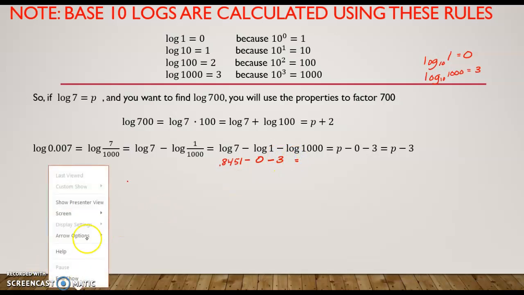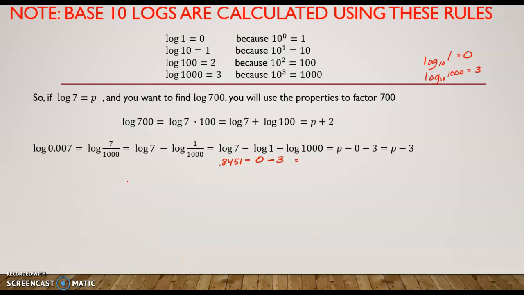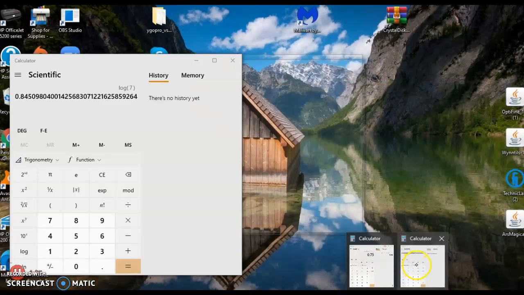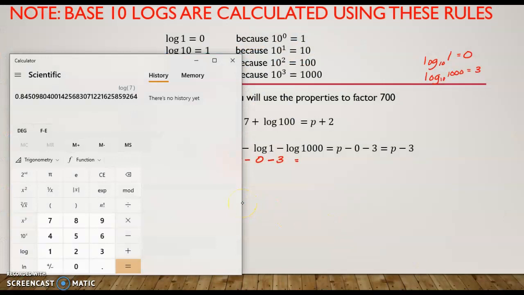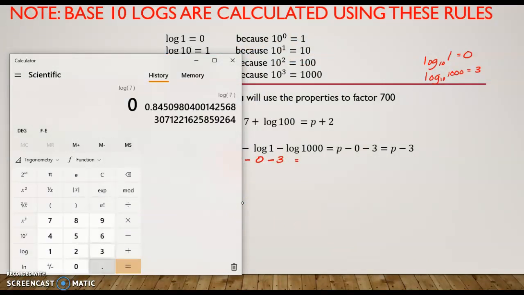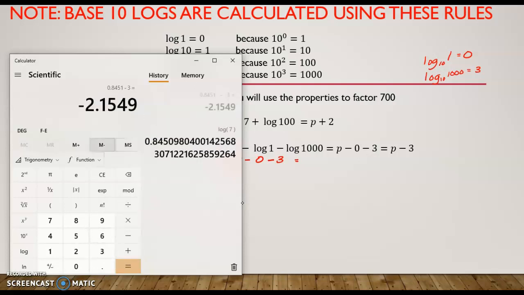So you can find it without having to, got the point. 0.8451 minus 0 minus 3 is minus 3. So negative 2.1549.